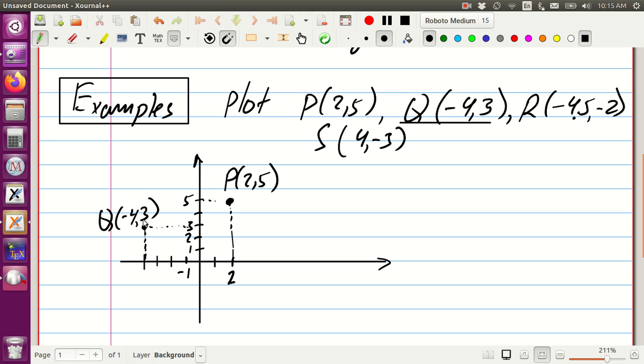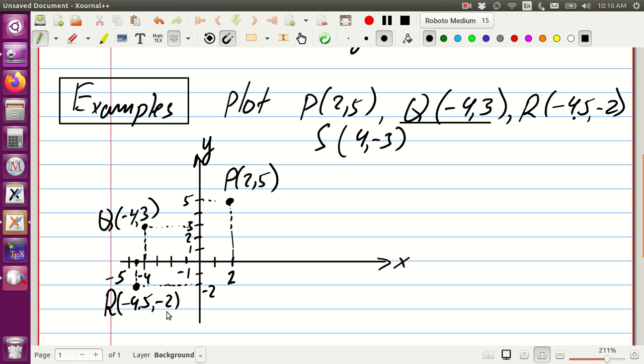Then R would be at -4.5. So if this is -4 and this is -5, it will be in the middle over here, and it goes -2 units down on the y-axis. Usually we put X and Y to denote the axis. So let's do this out. Vertical, horizontal. This is the point R, denoted by -4.5 and -2.